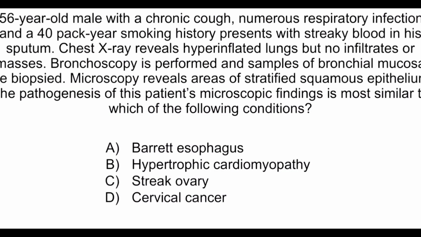B is wrong because hypertrophic cardiomyopathy is an example of hypertrophy. C is wrong because streak ovary is an example of hypoplasia. And finally, D is wrong because cervical cancer is not an example of a growth adaptation, since it's not a reversible process, it's a cancerous one. So again, the correct answer is A, Barrett esophagus. And that concludes this section.